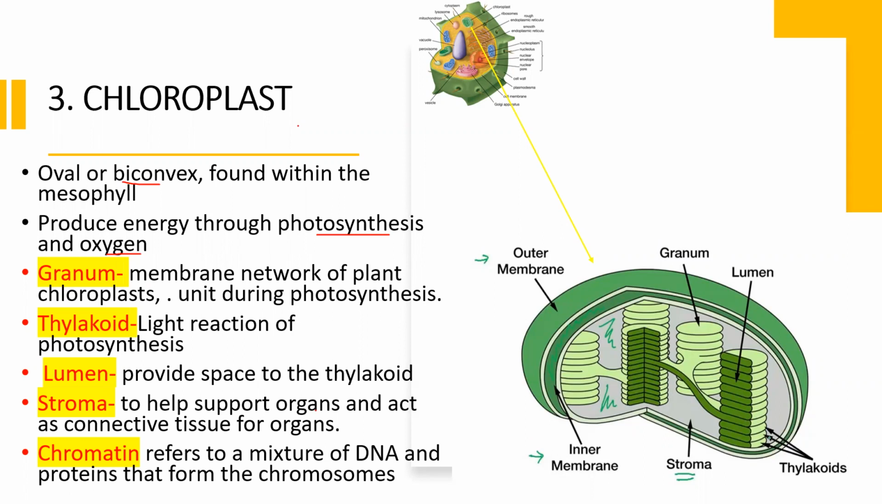So what do we mean by granum? So the granum is the membrane network of the chloroplast, or the unit during the photosynthesis. So while the thylakoid, so saan nakalocate ang granum? So ang granum looks like a plate-like structure wherein para siyang plato na nakadikit mismo, or sa Ilocano nakasalansan doon sa isang place wherein naka-fix or naka-fit in na siya doon.